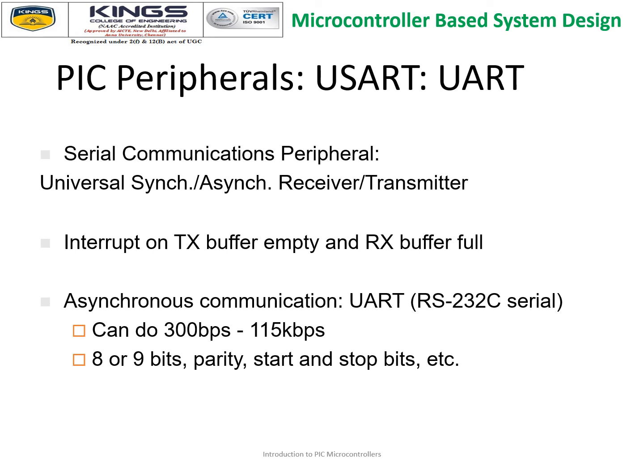USART is mainly used for synchronous as well as asynchronous reception and transmission. There is an interrupt on transmitter buffer empty and receiver buffer full. For asynchronous communication, it can do from 300 bits per second up to 115 kilobits per second. 8 or 9 bits can be used, which include parity, start bit, stop bit, etc.